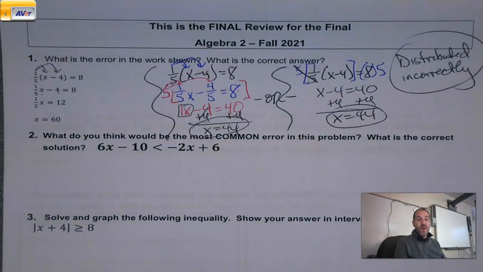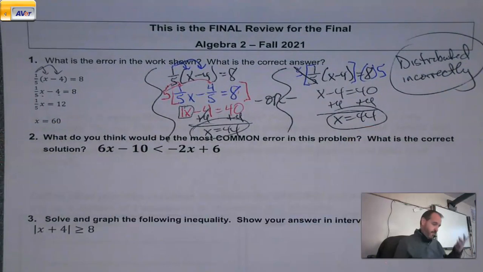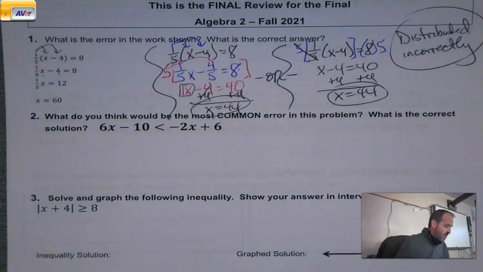Now, does that mean when we get to this question on the final, it's going to be distributed incorrectly? No, there could be another error. Maybe they distribute and then they add instead of subtract. Maybe they did a multiplication or division part wrong. But that's what we're looking for here: two parts. What'd they screw up? And then what's the right answer? Okay. So, what do you think would be the most common error in this problem? Okay, what's the correct solution?